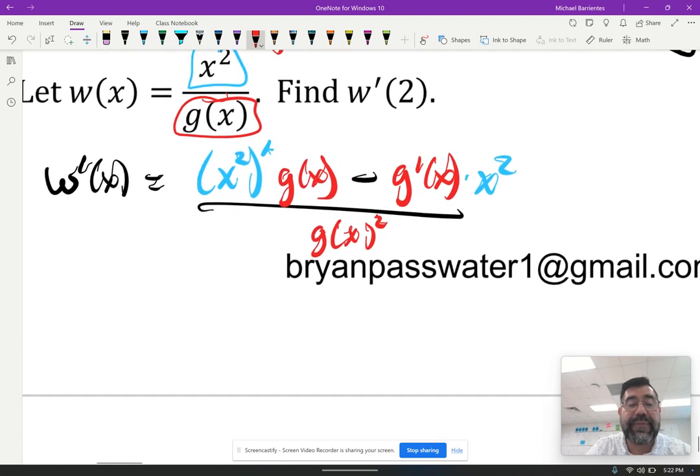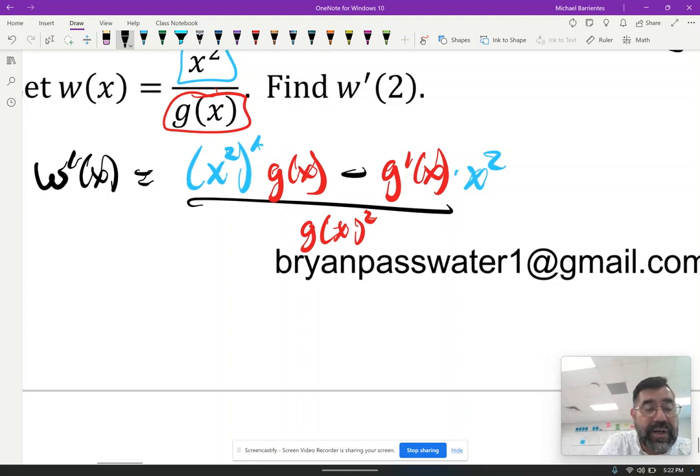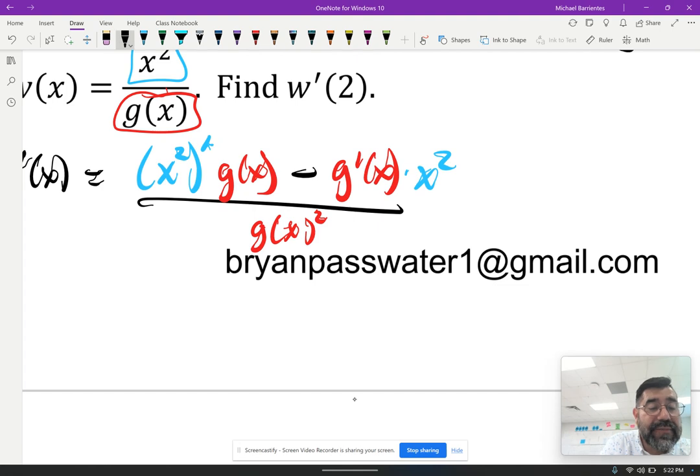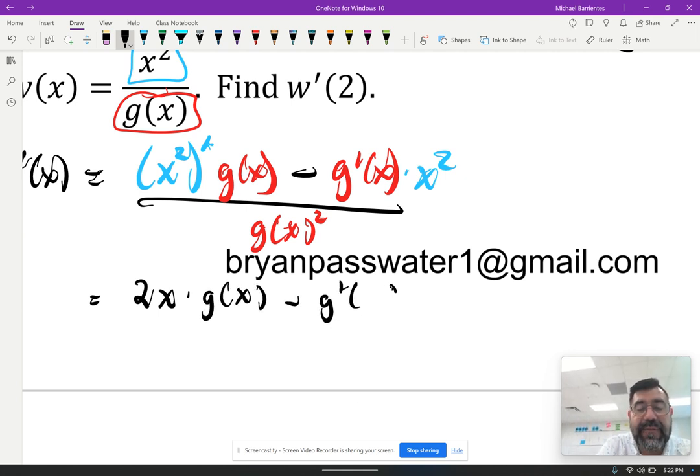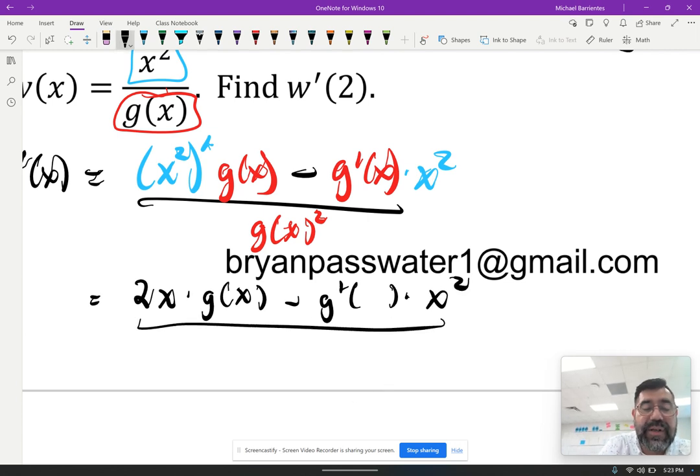All right, this is what we have to find. So let's start working it out. I need to find the derivative of x squared. The derivative of x squared is just 2x times g of x minus g prime of x times x squared all over g of x squared. And that is our derivative.